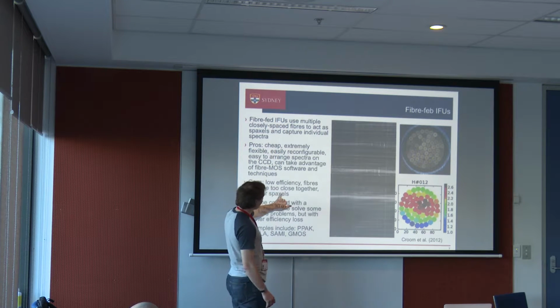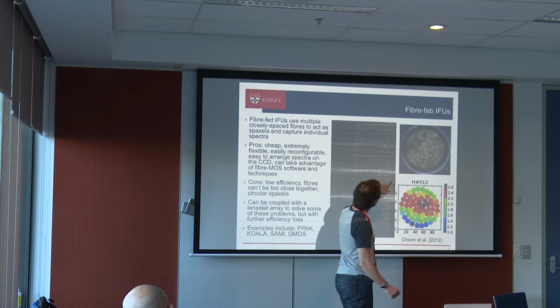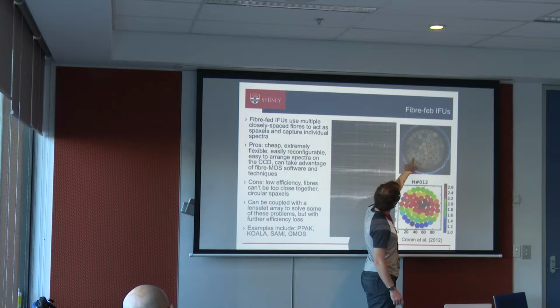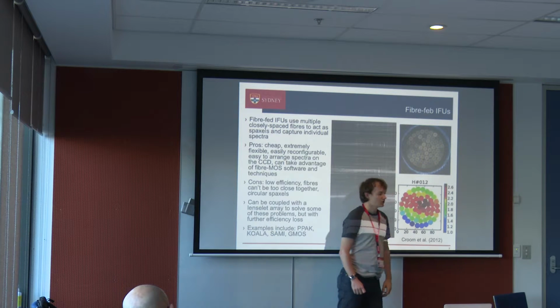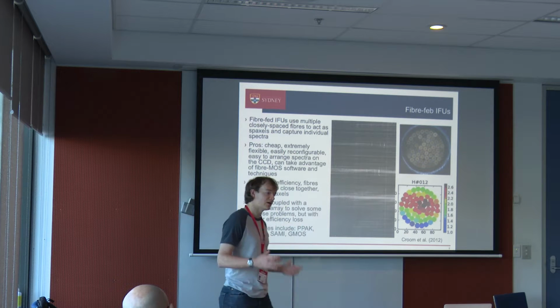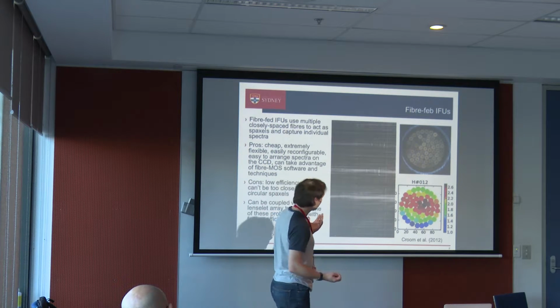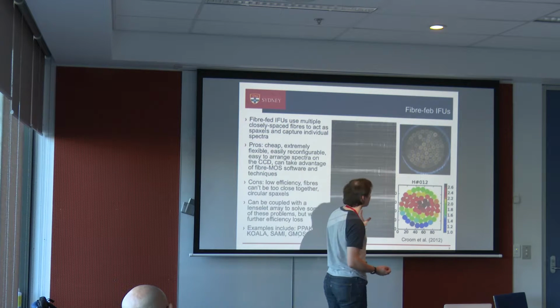You're somewhat limited in how closely you can pack your fibers. So you'll notice here in this SAMI bundle, you have your circular fibers, but there are these gaps in between fibers. This is a term known as filling factor. Effectively, how much of your image are you able to actually get down onto your CCD?